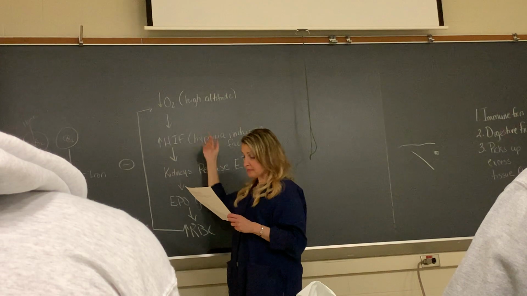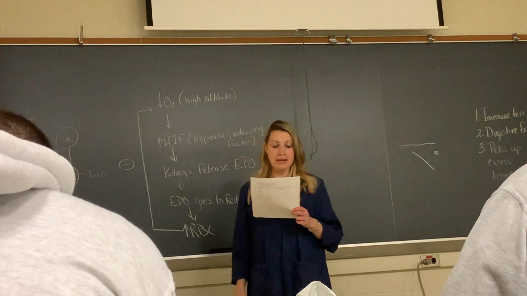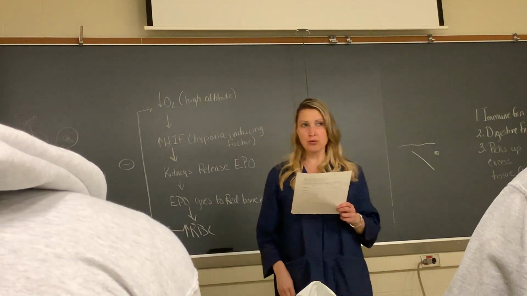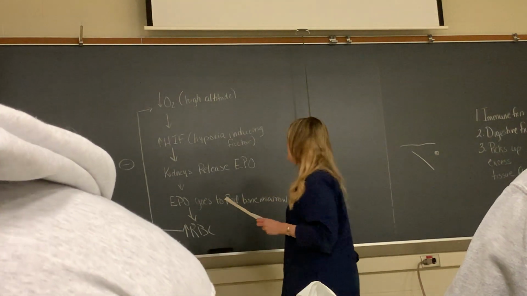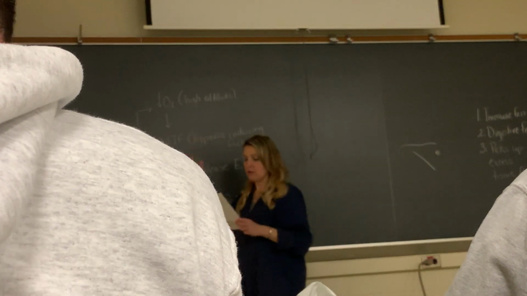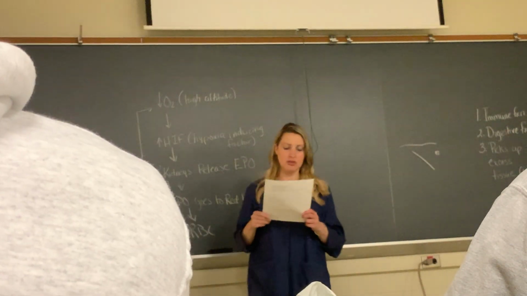Secondary polycythemia, this is when less oxygen is available at a high altitude, just like we talked about here, or when erythropoietin production increases, which it usually would at a high altitude or any type of hypoxic situation.